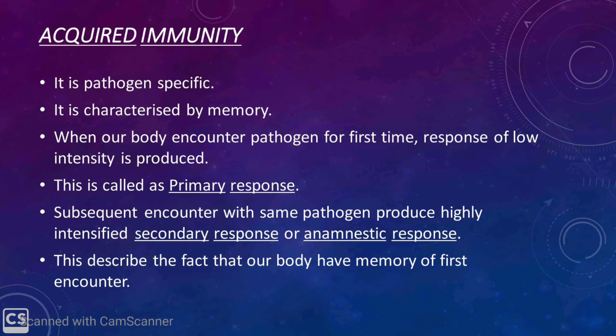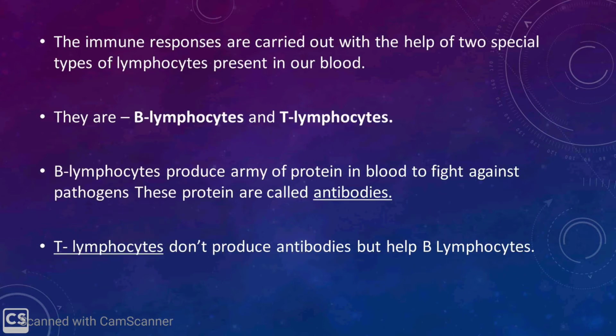This describes the fact that our body appears to have memory of the first encounter. The primary and the secondary immune responses are carried out with the two types of special lymphocytes present in our blood, that are B lymphocytes and T lymphocytes. B lymphocytes produce an army of protein in response to pathogen in our body to fight with them. These proteins are antibodies. The T cells themselves do not secrete any antibody, but they help the B cells produce them.